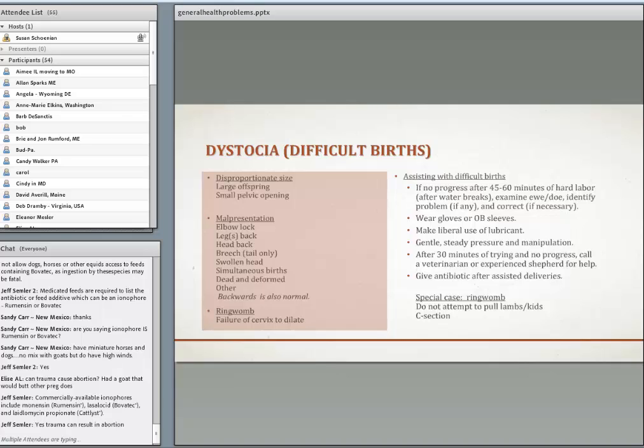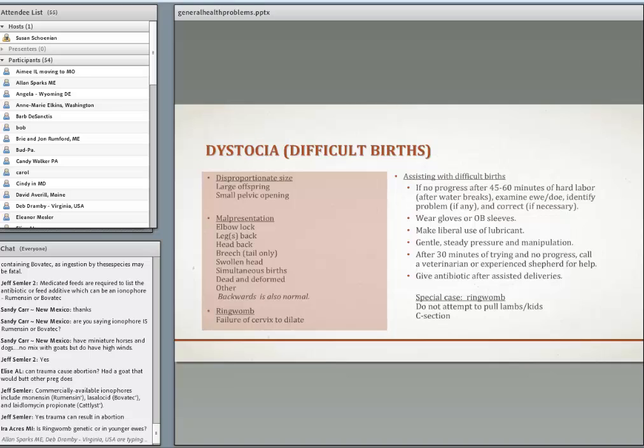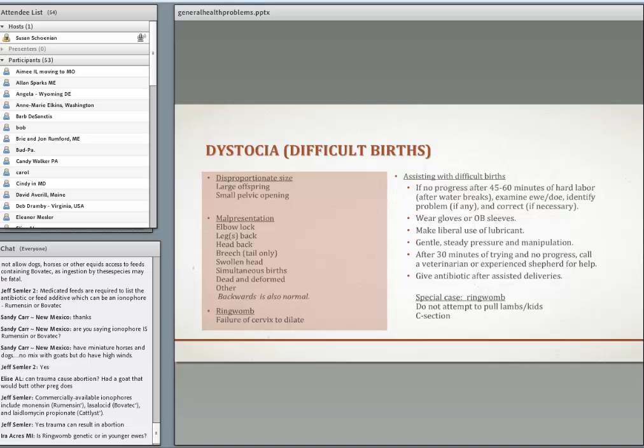If you've worked on a female for about 30 minutes and you're not making any progress, you should call a veterinarian or somebody more experienced to help. The last thing, not much good is going to come if you keep working on one and aren't making any progress. After you've assisted a female, you should put her on antibiotics. A special case, I have ringwomb. That's when the cervix fails to dilate.